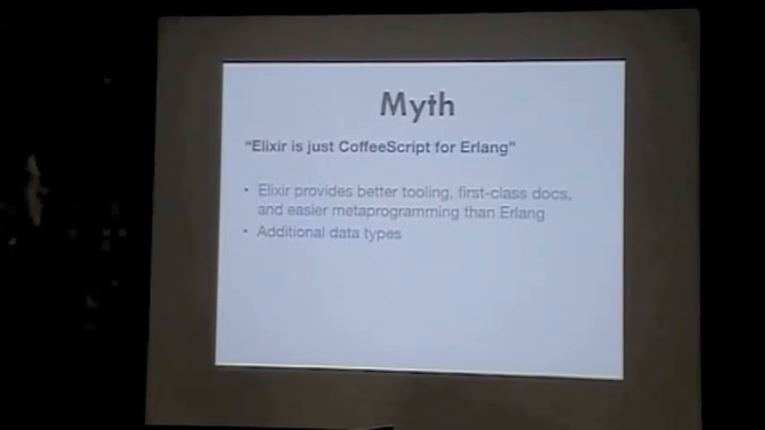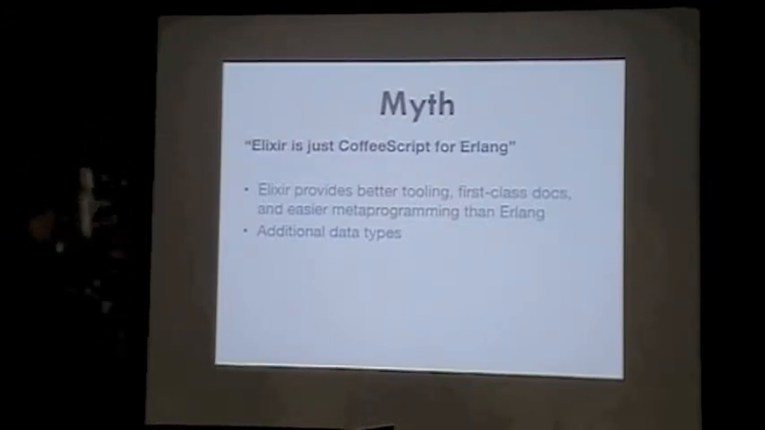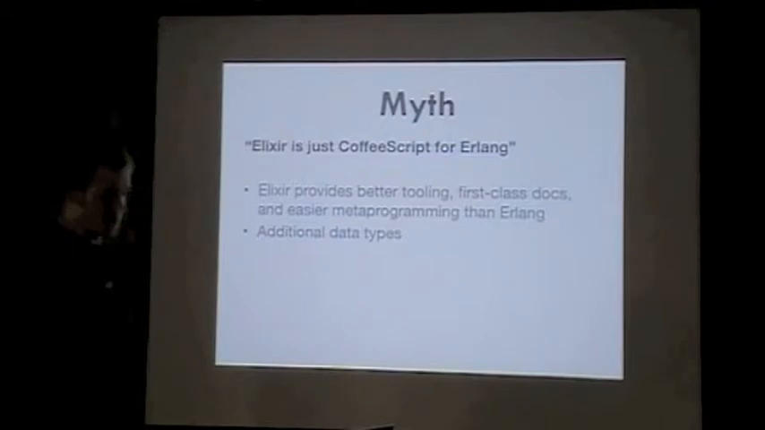There's a whole suite of tools. They redid the documentation. Metaprogramming is actually possible in Elixir. Metaprogramming is nearly impossible in Erlang. Even though there's support for it, it's something that almost nobody ever tries to do because it's so difficult. And then also with Elixir, they provided some better data types, so they actually built some stuff on top of it. So it's a little bit more than just something like CoffeeScript.